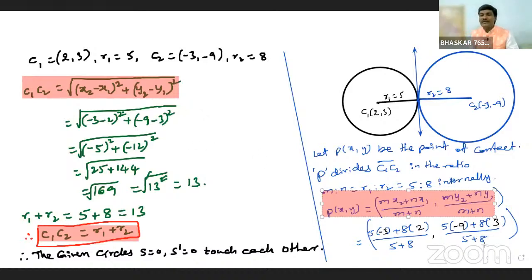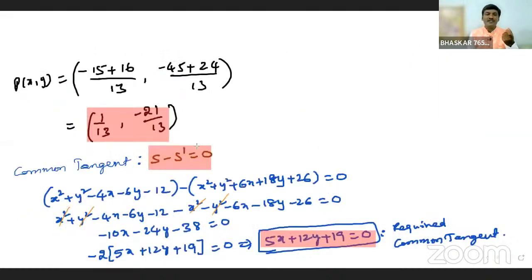Okay, so we substitute the values in this formula. After that we are getting one point, that is only the point of contact. After that we are using the common tangent formula for finding the common tangent. What is the common tangent formula? S minus S dash is equal to 0.